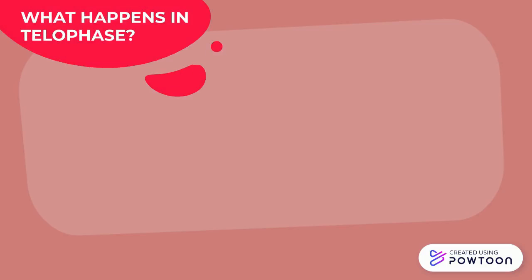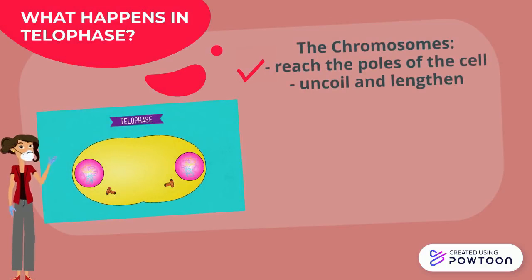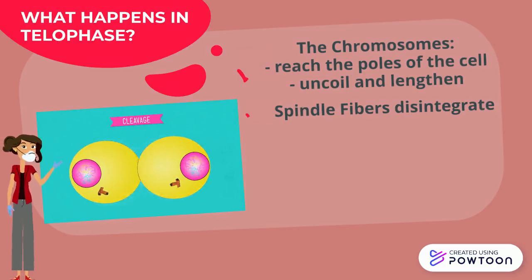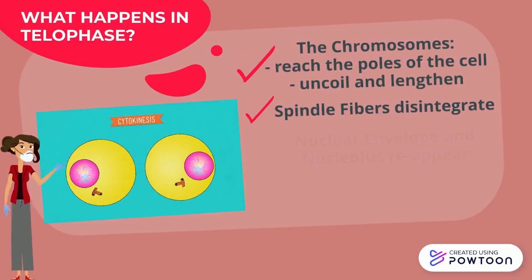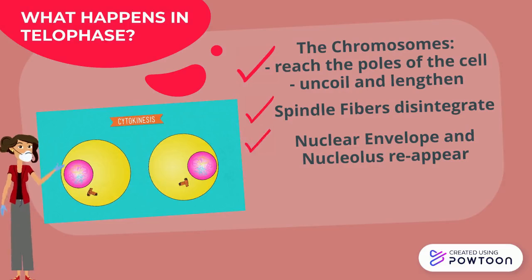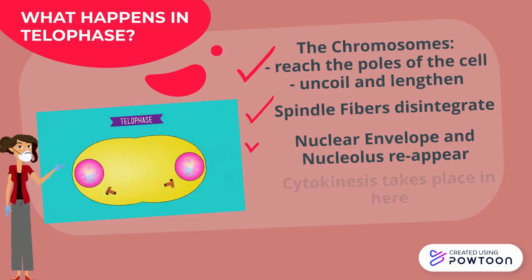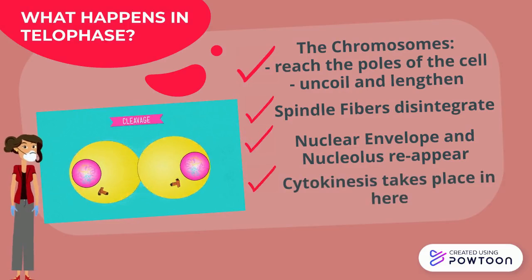And the last stage of mitosis is the telophase. In the telophase, the chromosomes reach the poles of the cell and uncoil and lengthen, and the spindle fibers disintegrate while the nuclear envelope and the nucleolus reappear. Also, cytokinesis takes place in here.